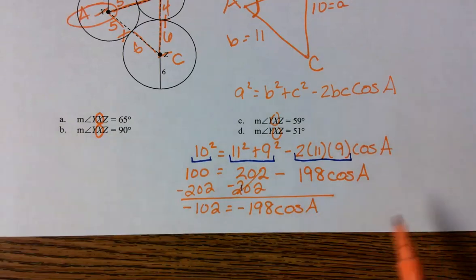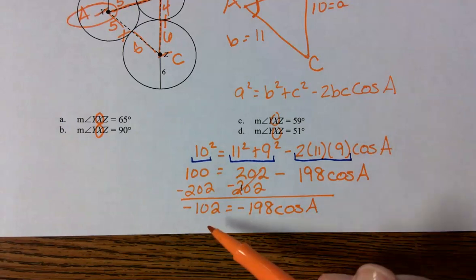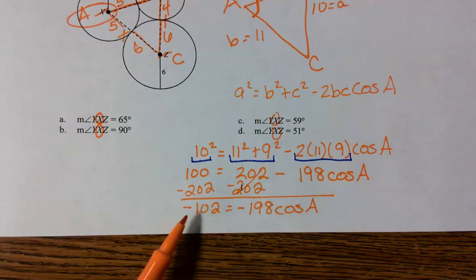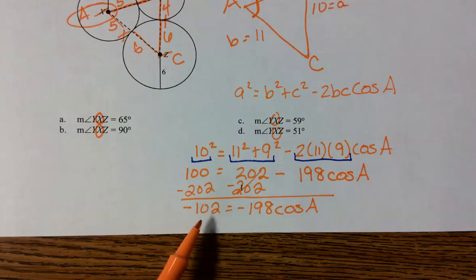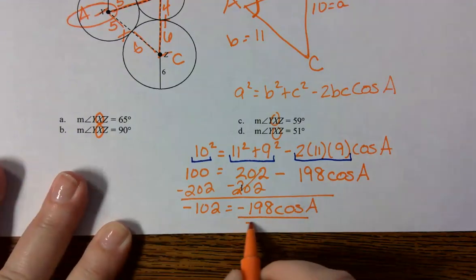Okay. A lot of people on the quiz freaked out because they got a negative right here. That is okay to have a negative as long as it's not your final answer. If you have a final answer that's negative, then we freak out, okay? Then we're going to divide by -198.